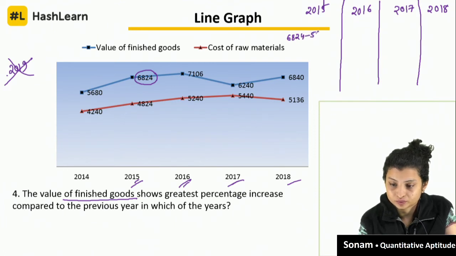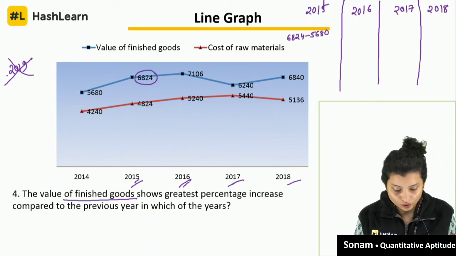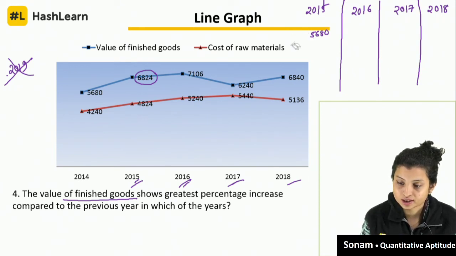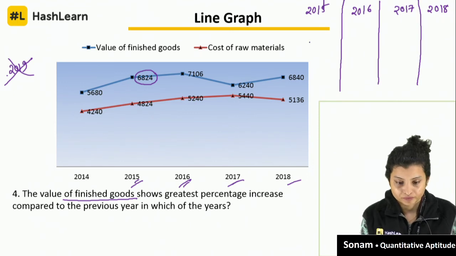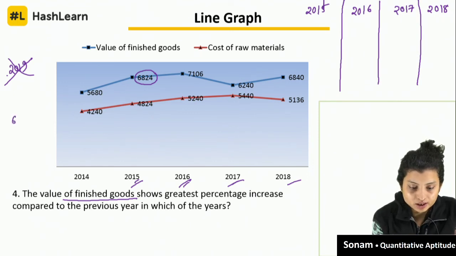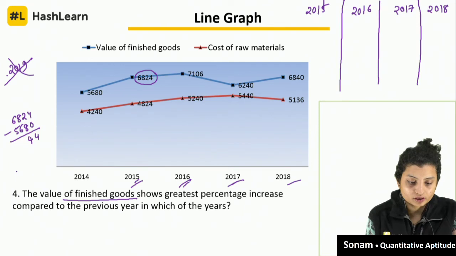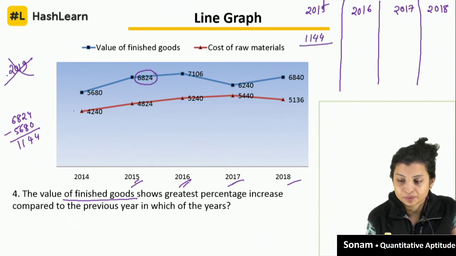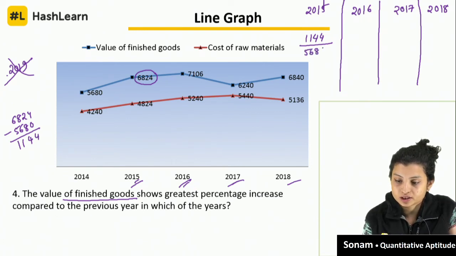minus initial value. Okay, so first of all, here I will take the difference first. So let's take the individual difference first. How much will I get? 6824 minus 5680. So I will get 4 here, again 4 here, and then it will be 1 and then 1, correct? So the difference is 1144 over what? Over the previous year, right? So compared to the previous year, the previous year is 5680.